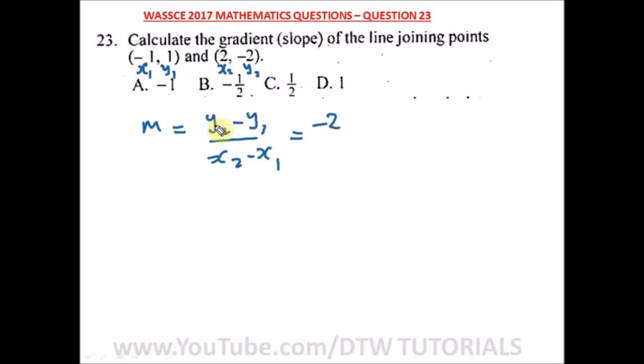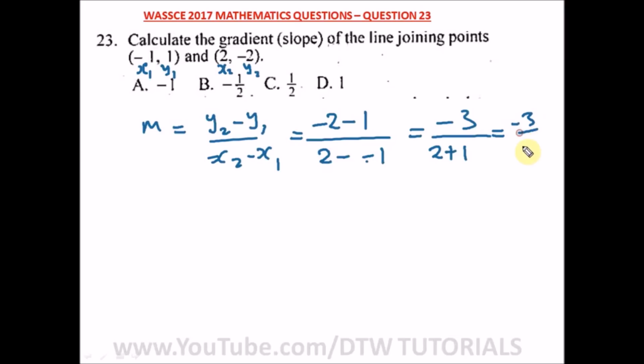So what's Y2? We have minus 2. And what's Y1? We have minus 1. Over what is X2? We have 2 minus, and what's X1? We have minus 1. So it's 2 minus minus 1. So here we have minus 2 minus 1, which is minus 3, divided by, minus times minus will give us a plus, so 2 plus 1. So we have minus 3 over 3, because 2 plus 1 is 3. So 3 will cancel out 3, and we are left with minus 1. So this is our answer, and our right option is option A.